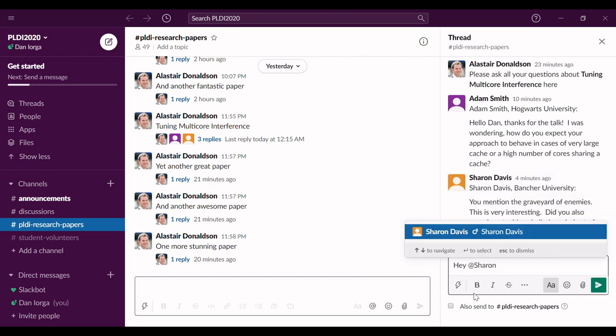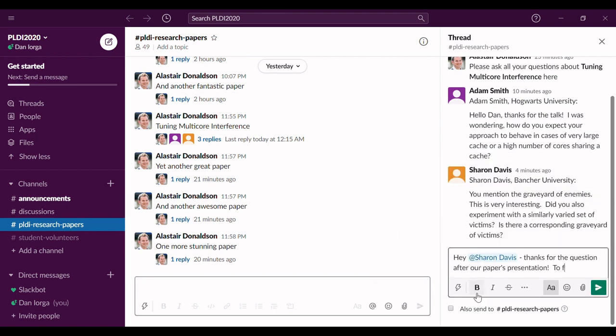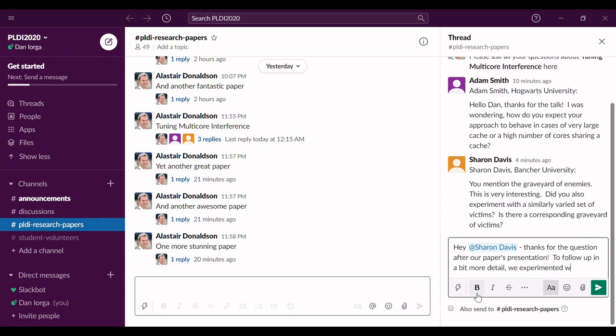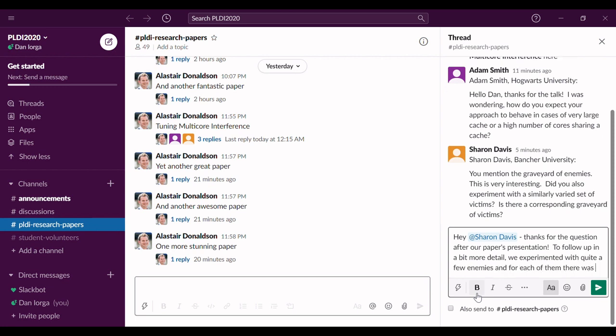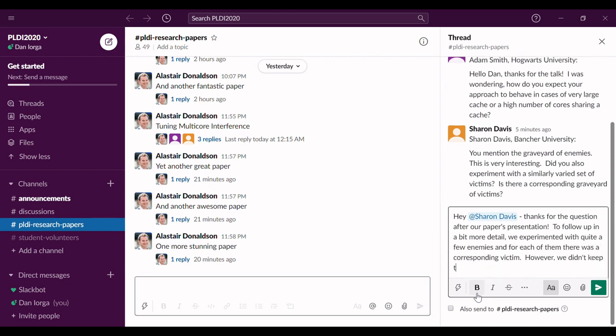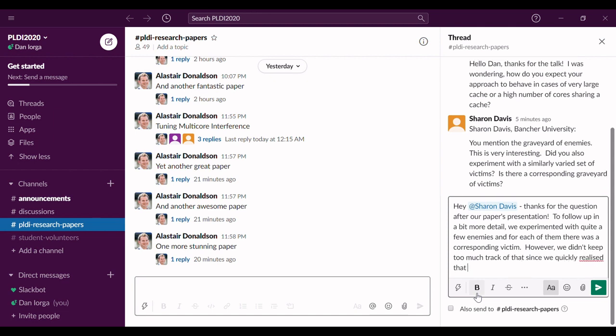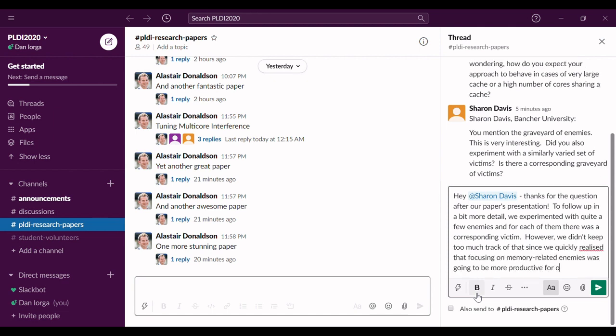A big advantage of using Slack for Q&A is that the questions survive the webinar. So if there's not time to ask a question after a session, or if the authors have a more detailed answer to a question, they can follow up later offline using Slack.